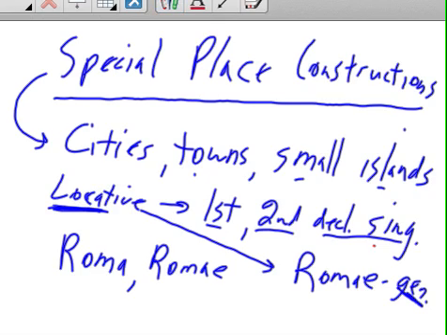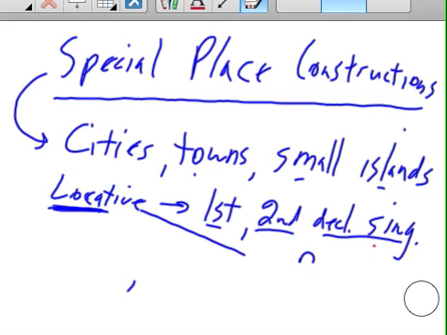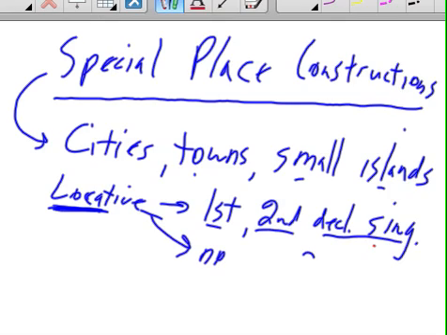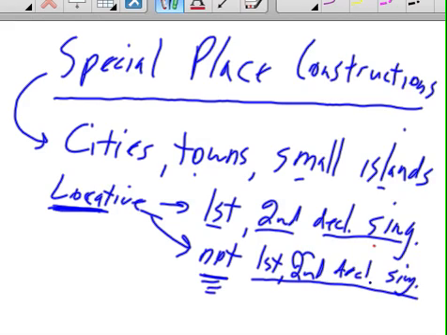Well, what if it is not a first or second declension singular place name? What if it's like a third declension place name or a second declension plural name? Okay? For all the ones that are not first or second declension singular, you're going to use the ablative case to say where something happened.